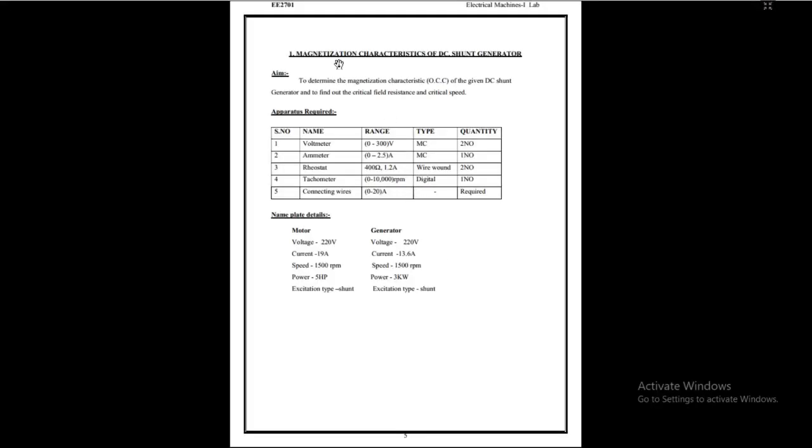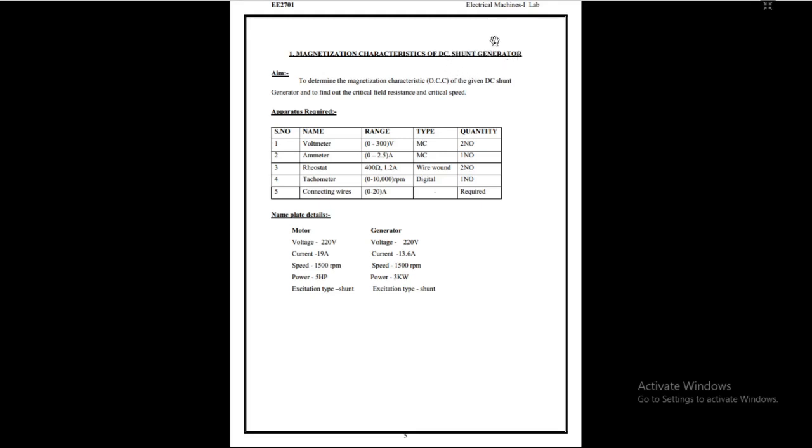First experiment is magnetization characteristics of DC shunt generator. What is the meaning of magnetization characteristics? Magnetization means the field characteristics of DC shunt generator. Here, simply the meaning is, what is the intention of generator? Generator is production of electric power. Generally, induced EMF is induced in the generator.